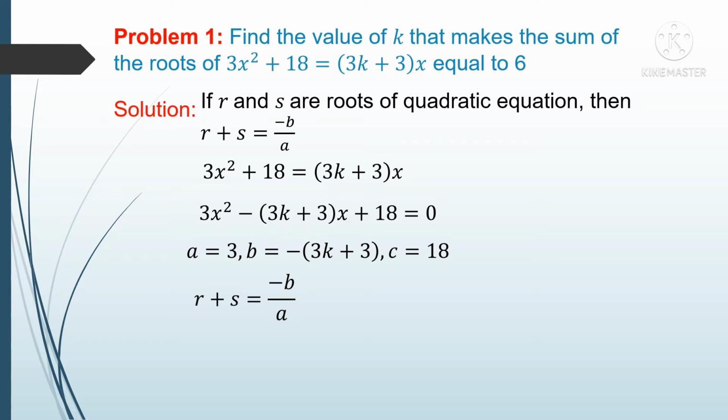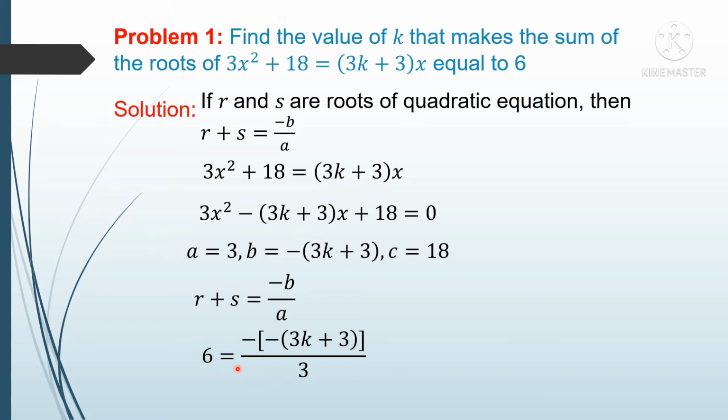Then we'll be using the formula r plus s equals negative b over a. Then, if you analyze the given problem, it is stated in the given problem that the sum of the roots is 6. So therefore, instead of writing r plus s, we replace this by positive 6. So we have now positive 6, and instead of writing b, we'll replace negative times the quantity of 3k plus 3. So we have this one over the value of a, which is positive 3.